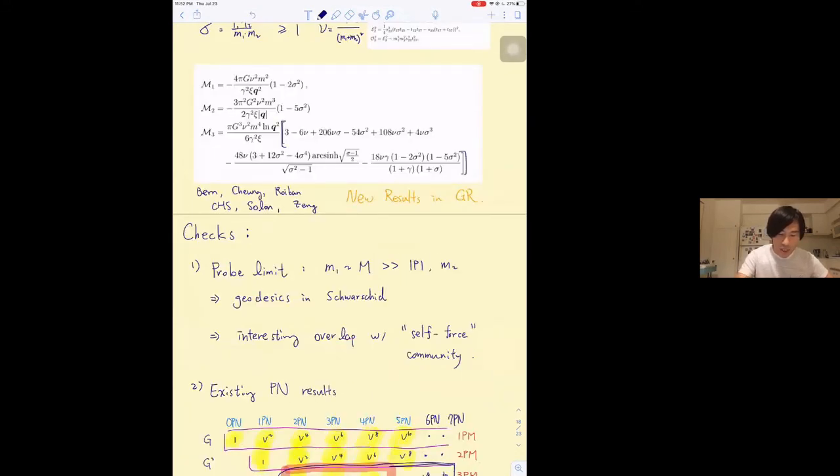So the sigma here is equal to the relativistic p1 dot p2 over m1 m2. So this is a relativistic expression.